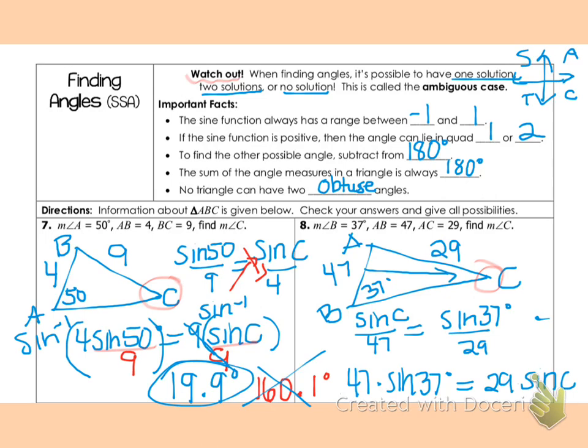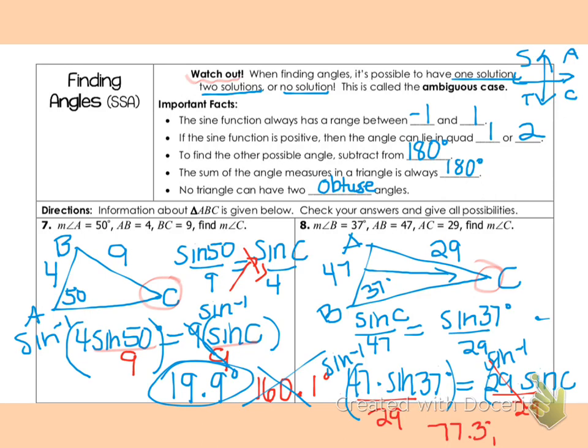So divide by 29, and then of course we're going to take the inverse. That's the final step. We're going to take the inverse sine of both sides. Technically on the right-hand side it's not doing anything but canceling out the sine. Over here is where we're really doing the math. So taking the inverse sine of 47 times the sine of 37 divided by 29, all of that in parentheses together, and I got 77.3 degrees.